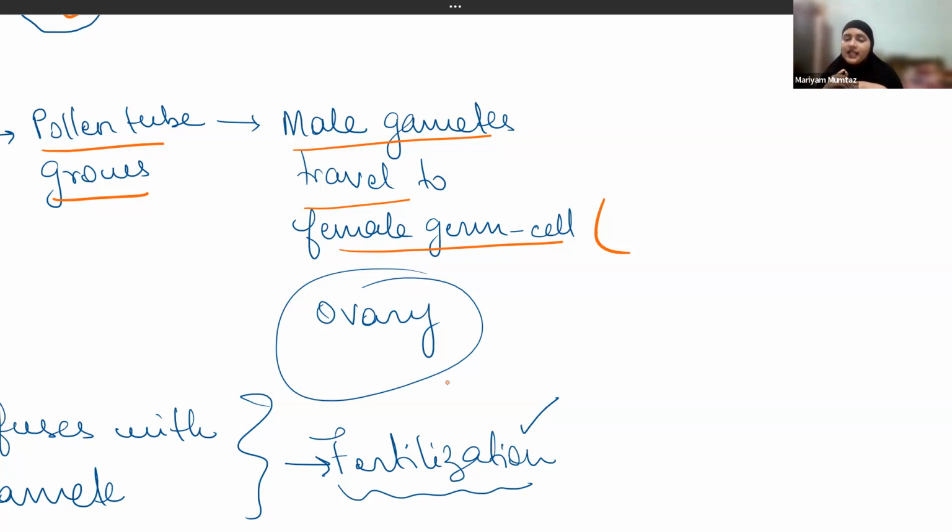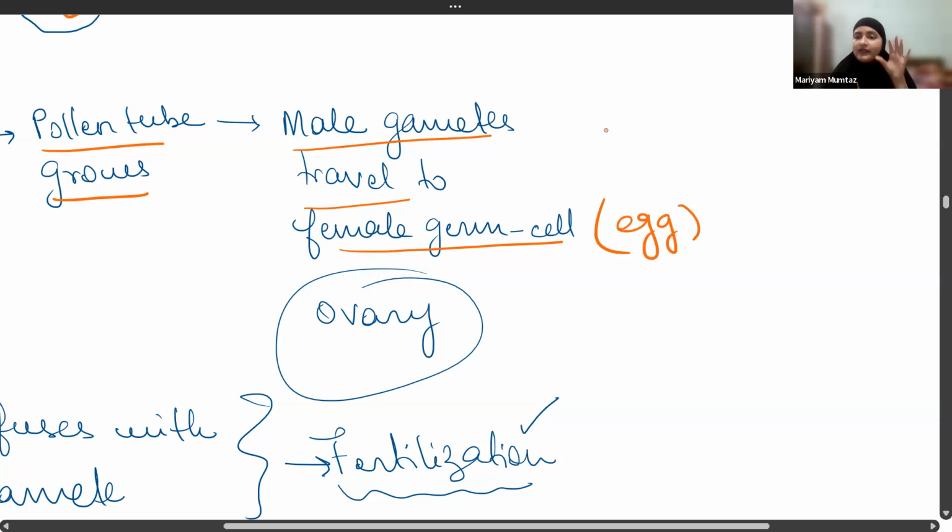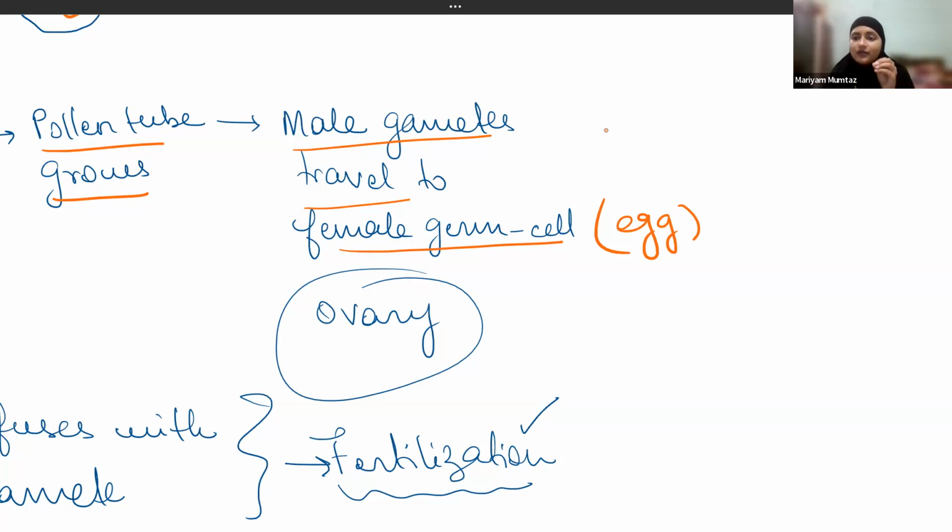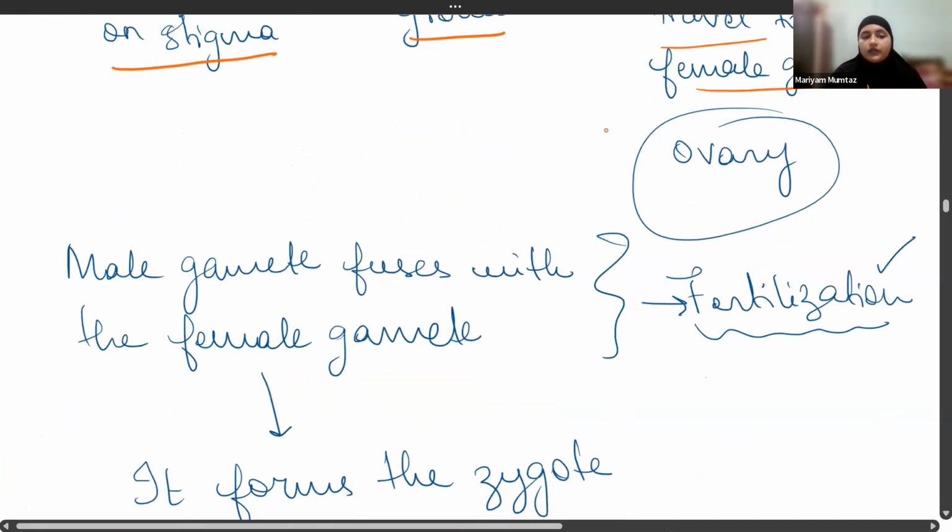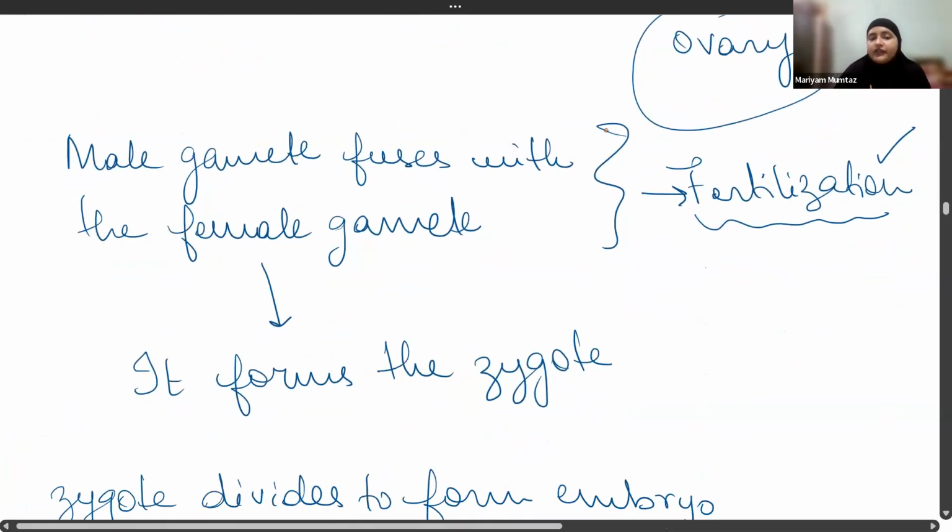First, tell me, ovary is there. Everybody knows this. Yes, ma'am. What is present inside the ovary? Ovules. Yes. What is present inside the ovule? Egg. Then what is the germ cell? Egg. Yes, ma'am. Meaning normally the sperm will fuse with the egg only, right? It won't fuse with the ovary and it won't fuse with the ovule. Very good. Now the male gamete fuses with the female gamete and ultimately forms the zygote.